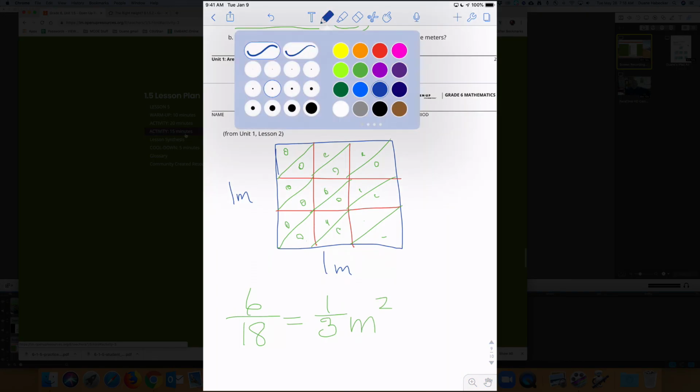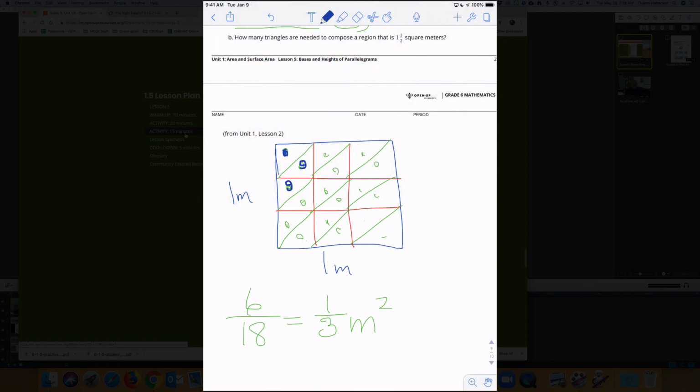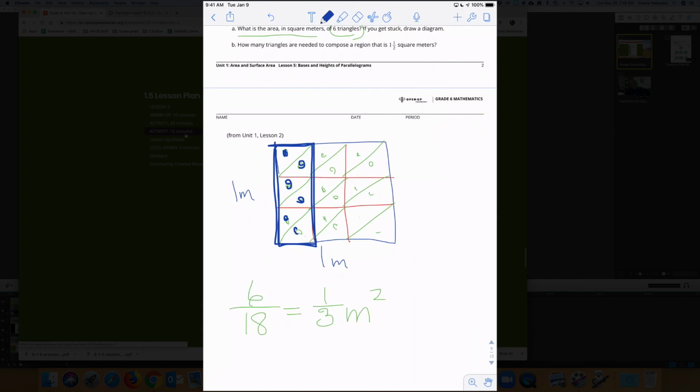And actually, we knew that in a different way. We could have said, well, look, here's 6 triangles right here. 1, 2, 3, 4, 5, 6. That equals 1/3 of the entire figure. So we had a couple of different ways to show that the answer is 1/3.